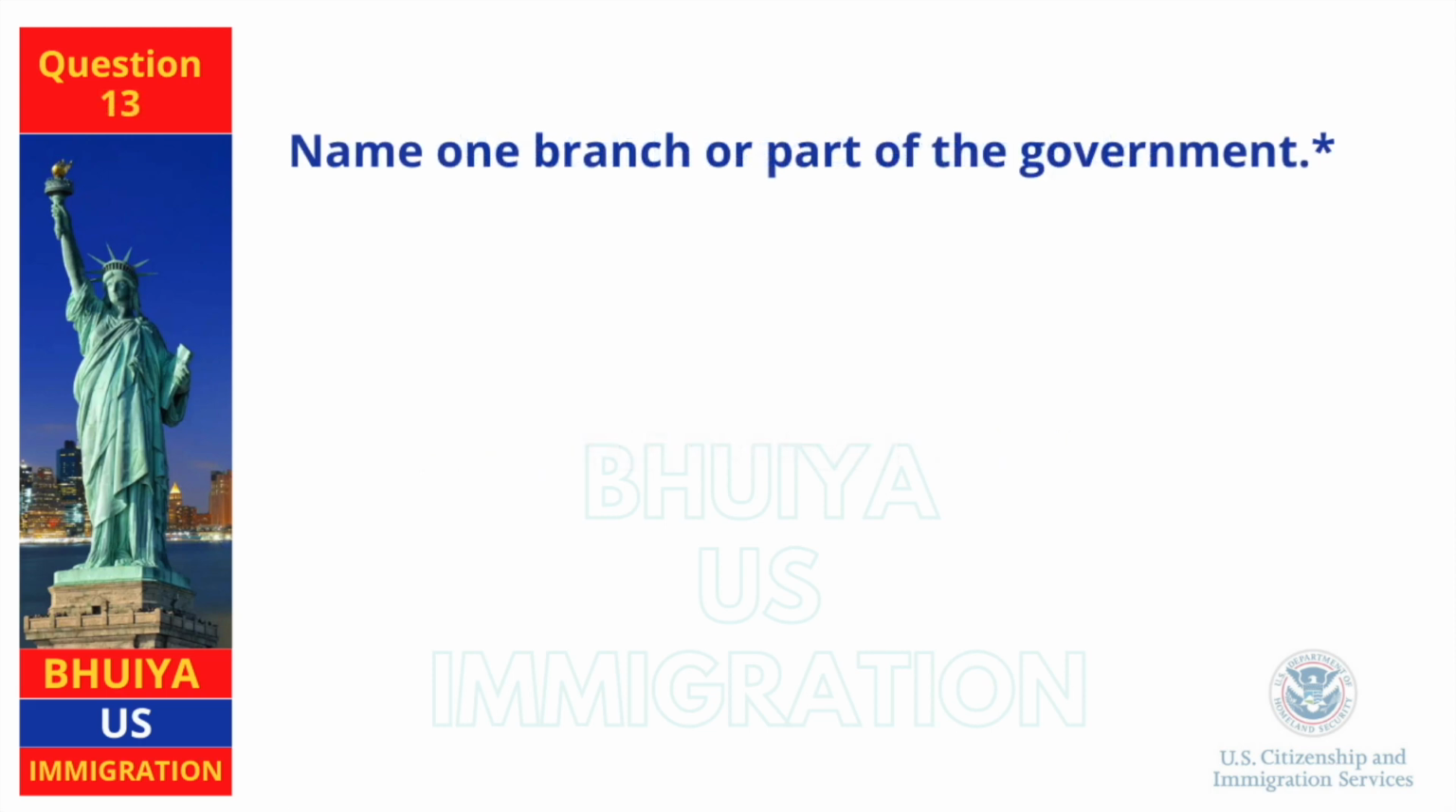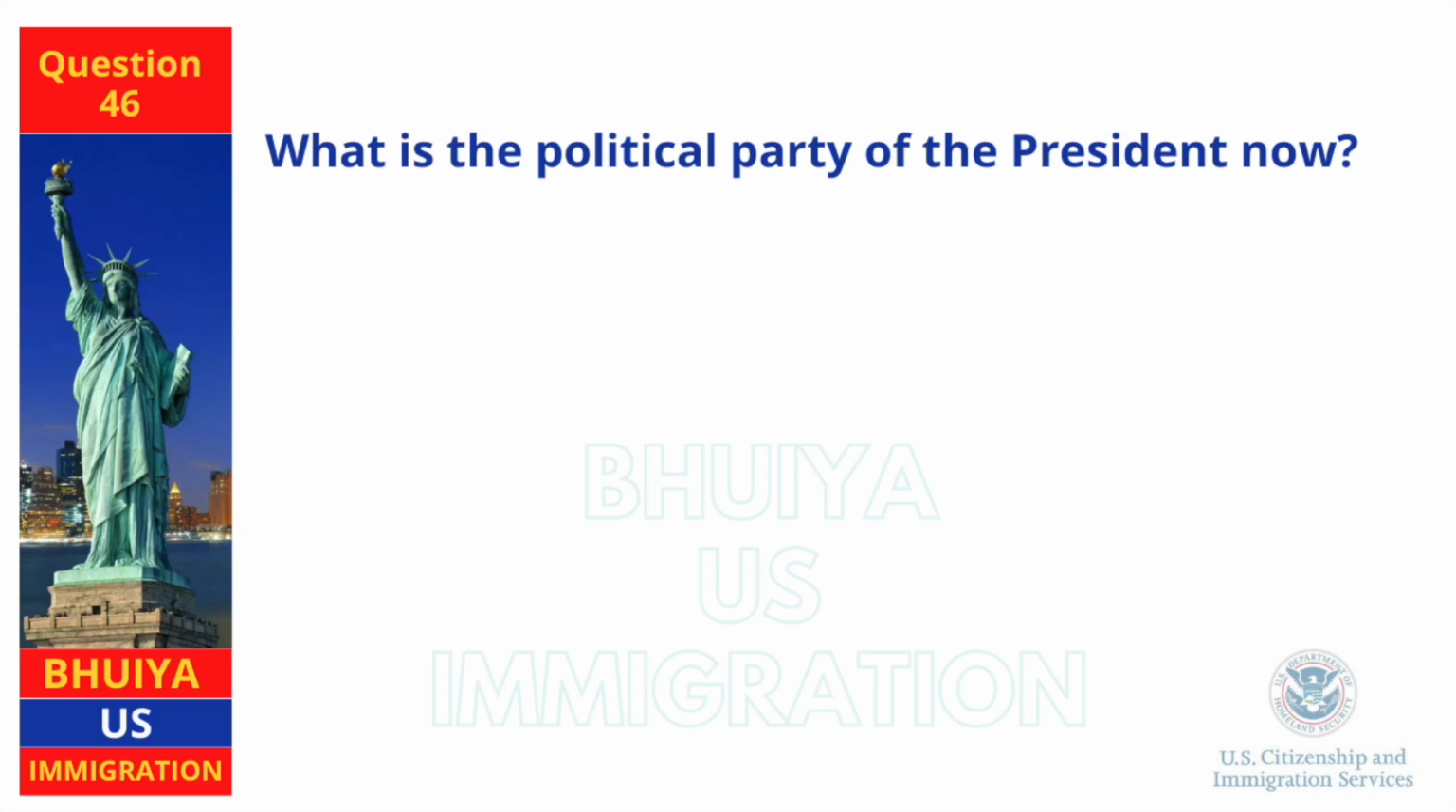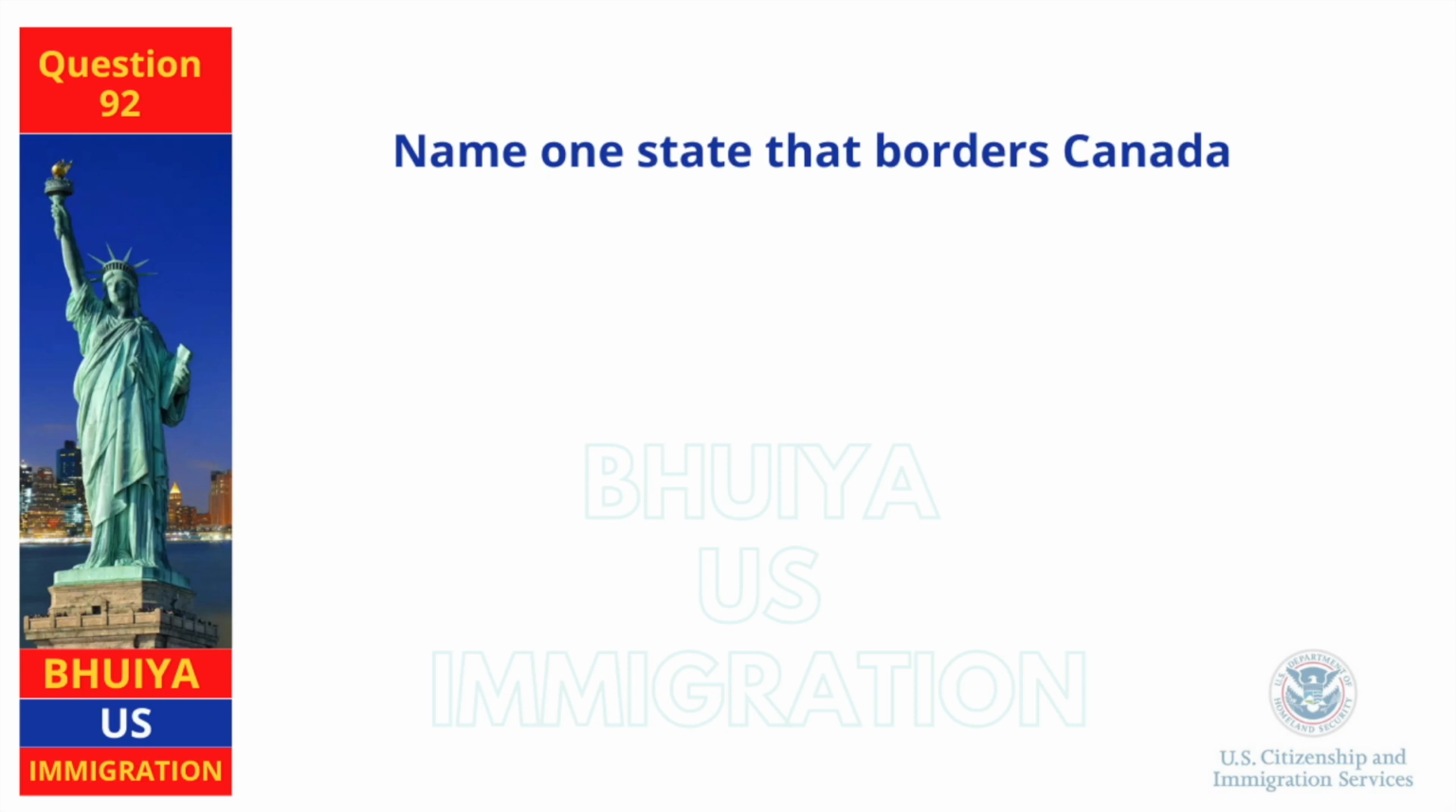Name one branch or part of the government. Congress. What is the political party of the president now? Democratic Party. Name one state that borders Canada. New York.